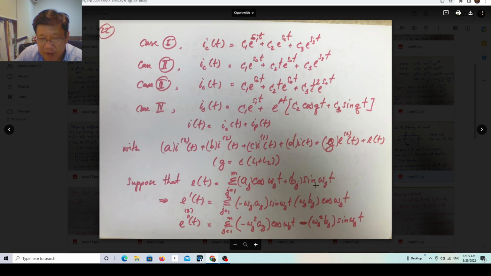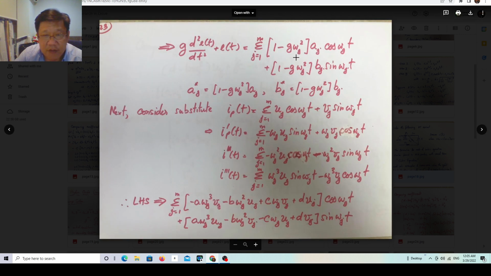So it's obvious that you can see the cos sine is a common term. But for the amplitude for this cos, for e(t) it is still a sub j. But for g times the second derivative, it becomes minus g times omega sub j squared times a sub j. And you can see that the cos function becomes like this.